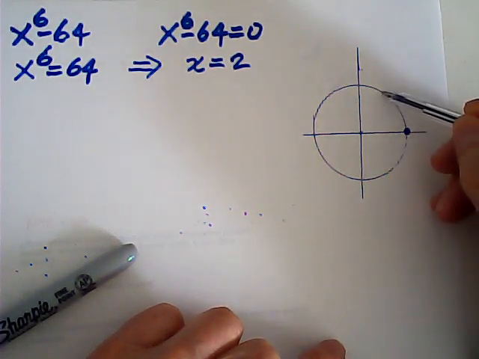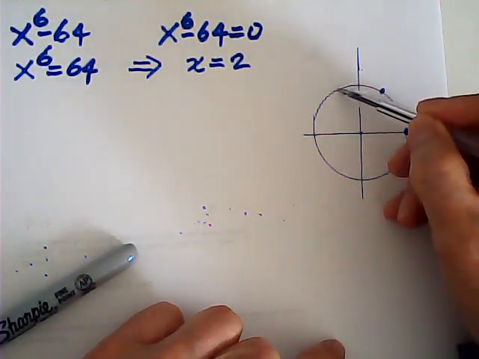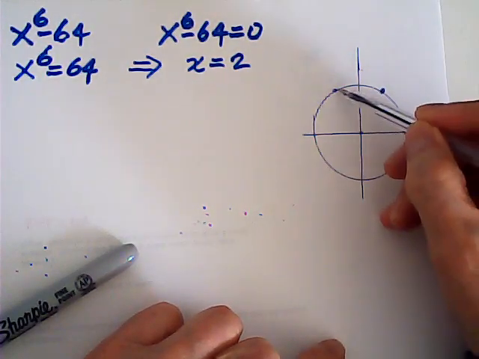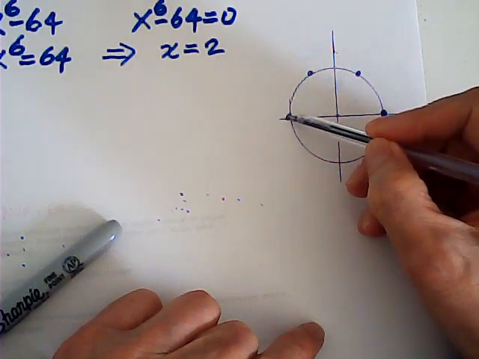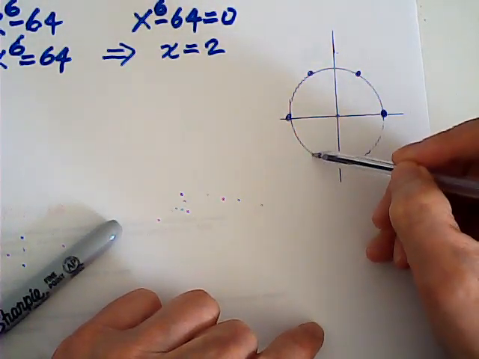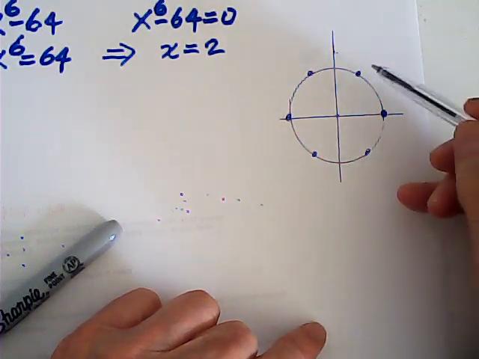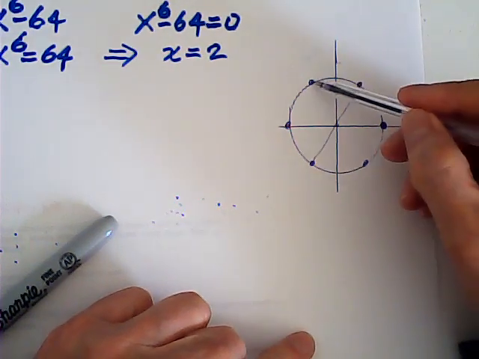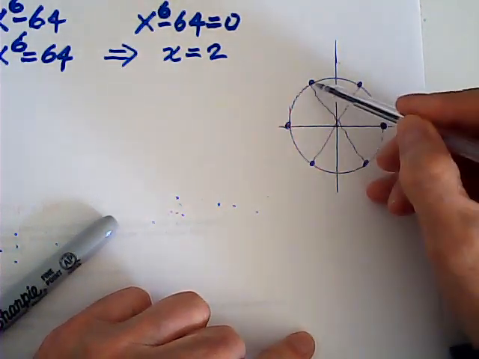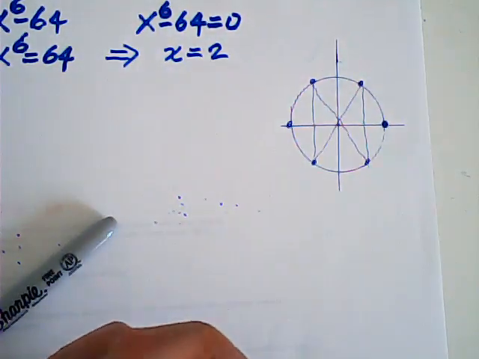So the second root is here, 60 degrees. And from here there's another 60 degrees, and another 60 degrees, another 60 degrees, another 60 degrees. So all 6 roots form like this. Okay, so you have 6 roots.